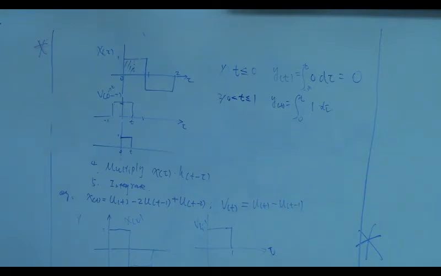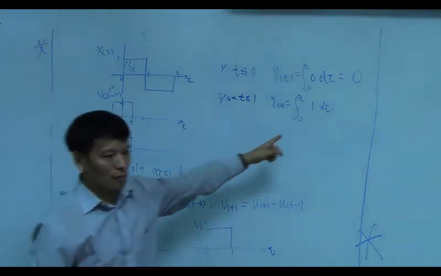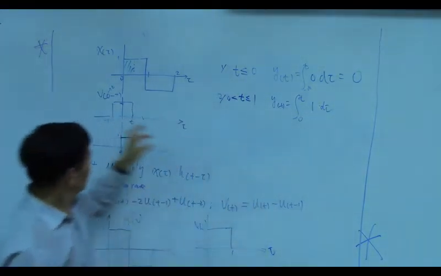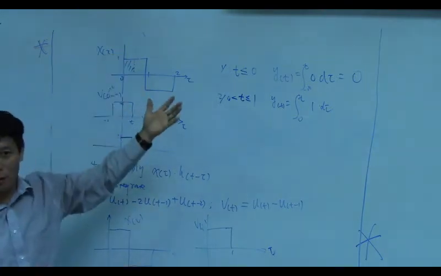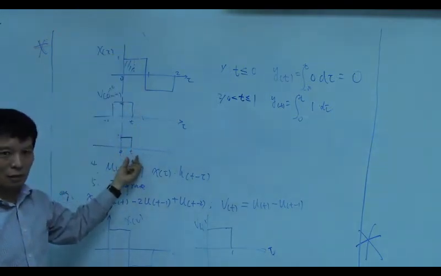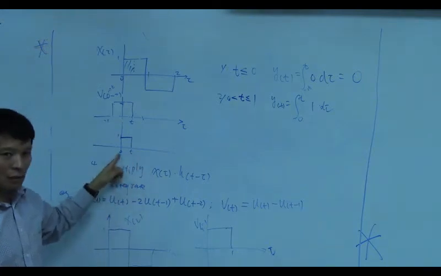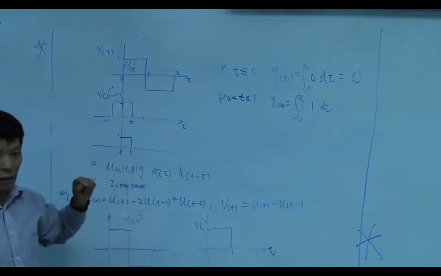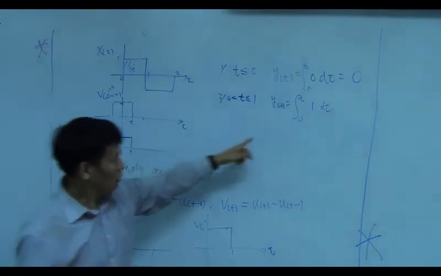Good? Questions? You multiply, you get the result of these two signals, then you integrate the product. The product is 1. This 1 times 1 equals 1. But we need to determine the range. The lower limit is 0. The upper limit is t. So the integration is from 0 to t.